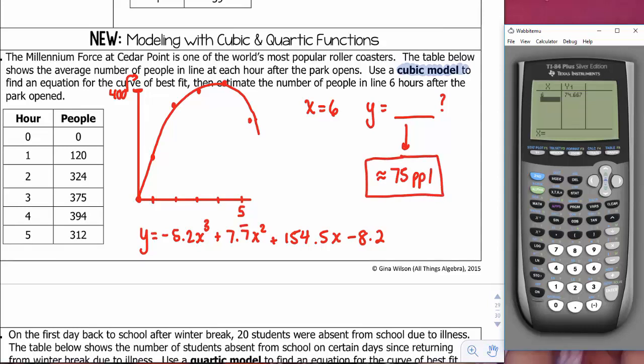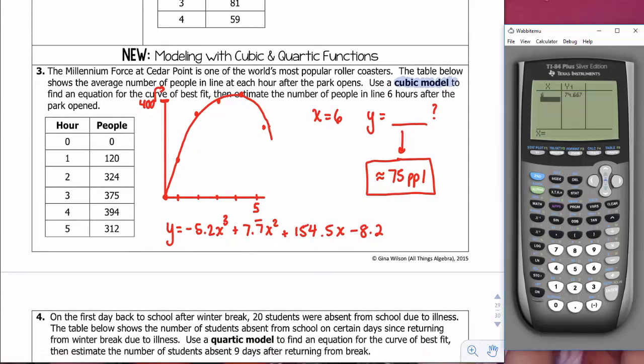If you didn't get there the first hour, just wait till later in the day, after everyone's kind of gotten on it and they're riding all the other rides. So that's going to be number 3 using a cubic model. Okay, so that's number 3, and then make sure you have that answer ready to show me.